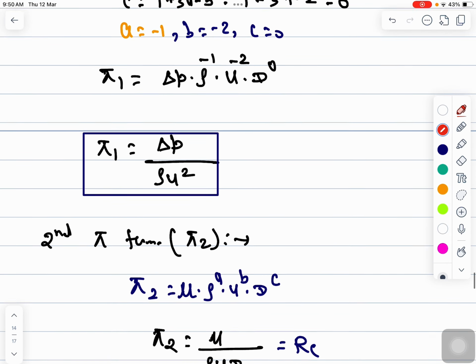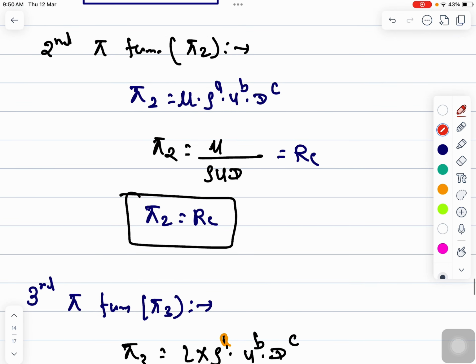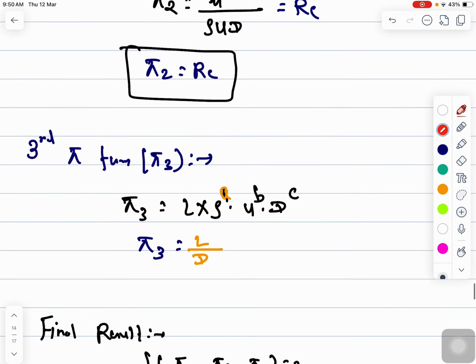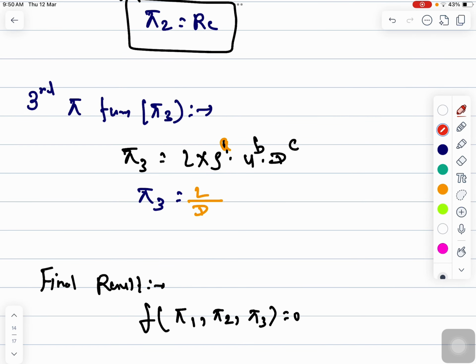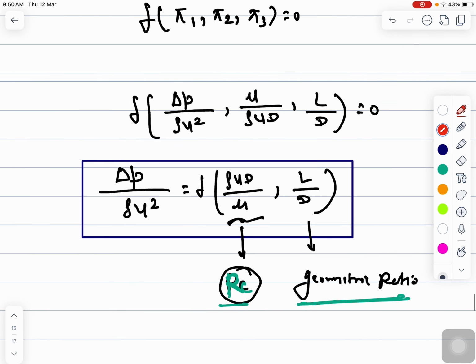and pi 3. We observed that the value of pi 1 was delta p upon rho u square. For pi 2 we got the Reynolds number, that is inertial force upon viscous force, and pi 3 is the geometrical ratio of the circular pipe, that is L by D. Here you can directly see the proportionality of pressure drop with respect to the dimensionless number, that is the Reynolds number, and the geometrical ratio.